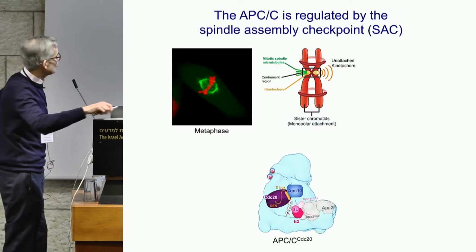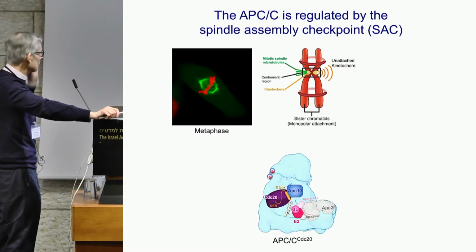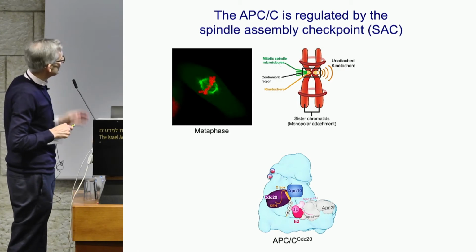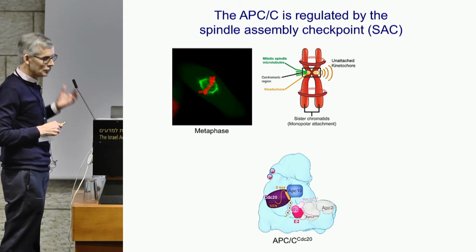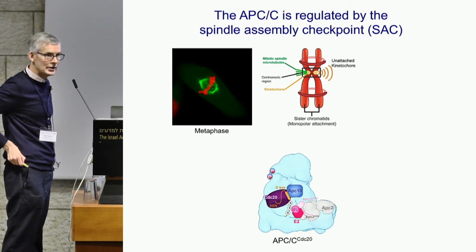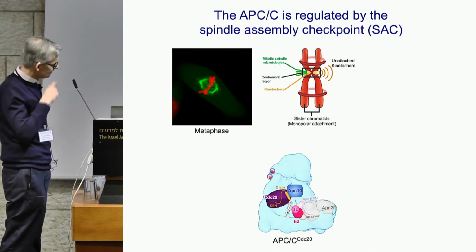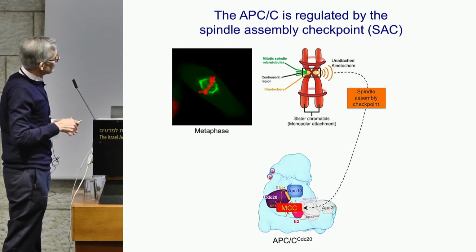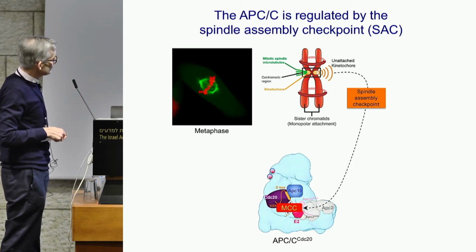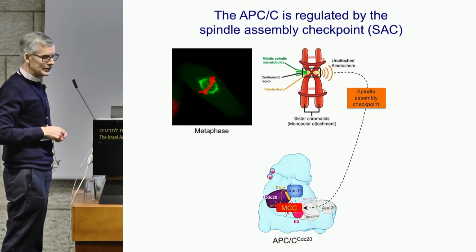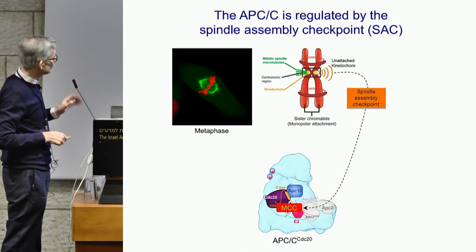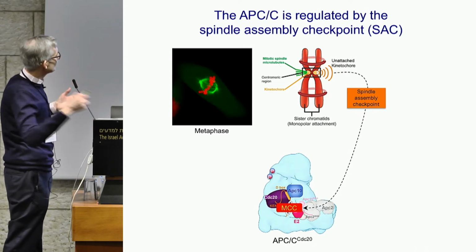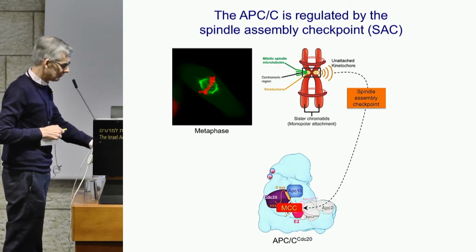So moving now to the question of how the APC is controlled by the spindle assembly checkpoint, or the SAC. As I mentioned, the SAC is activated by unattached kinetochores. A single unattached kinetochore in a cell which contains 46 chromosomes is sufficient to inhibit the APC activity and to prevent anaphase onset. And these unattached kinetochores inhibit the APC by mediating the assembly of another complex called the mitotic checkpoint complex, which binds to the APC-CDC20 complex to repress the activity of the APC towards securin and cyclin B, therefore delaying anaphase onset. And this delay persists until all kinetochores attach correctly to the mitotic spindle.